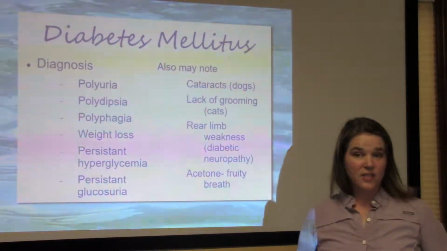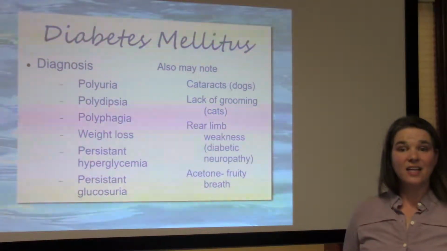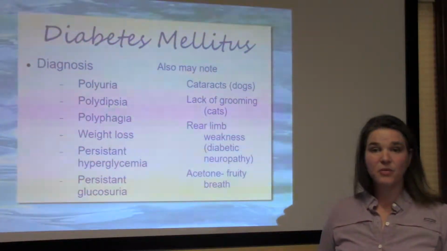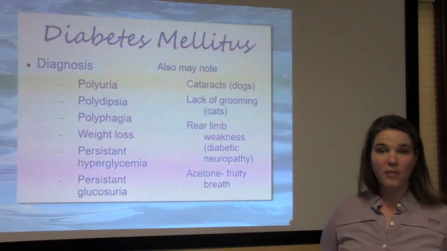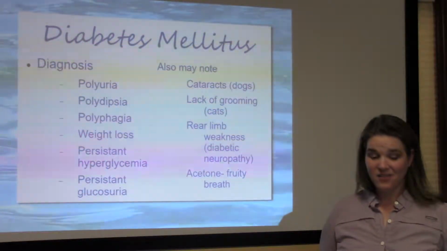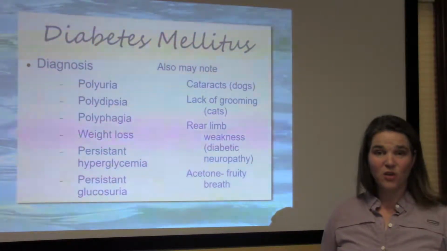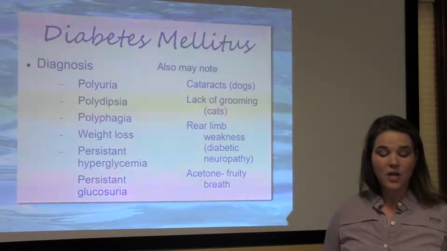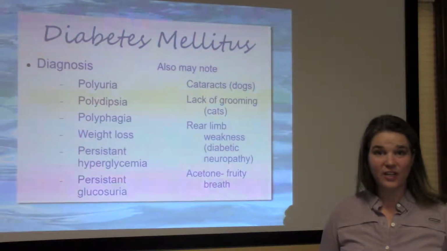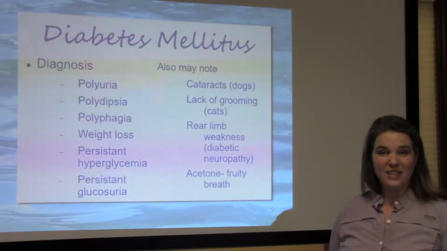So when we diagnose diabetes mellitus, typically we see a patient that is PUPD, polyphagic, eating a lot but still losing weight. They have a persistent hyperglycemia and a persistent glucosuria. We might also note in dogs cataracts. A lack of grooming in cats is very common. Again, in cats, we notice a diabetic neuropathy, much more than in dogs. It can happen in either, but it's a rear limb weakness where they end up very flat-footed, kind of walking on their hocks. And sometimes they will have an acetone or fruity smelling breath.